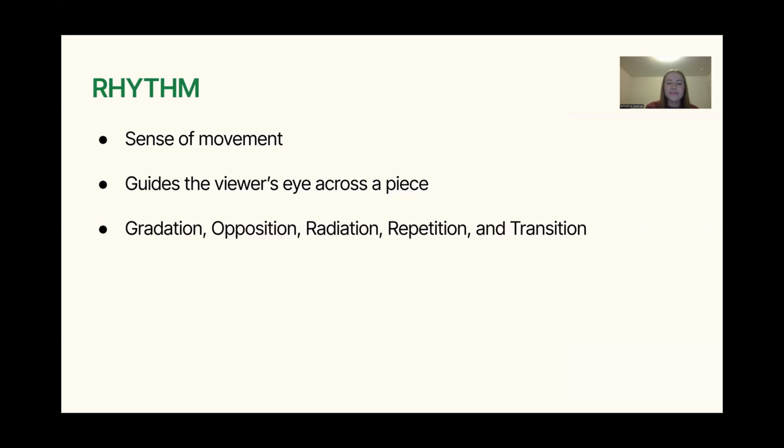The next principle of design is rhythm. It's creating a sense of movement by repeating patterns or elements. The repetition will guide the viewer's eye across the piece because it feels alive and interesting. In my opinion, rhythm is one of the most important principles for fashion design. There are 5 types of rhythm: gradation, opposition, radiation, repetition, and transition.